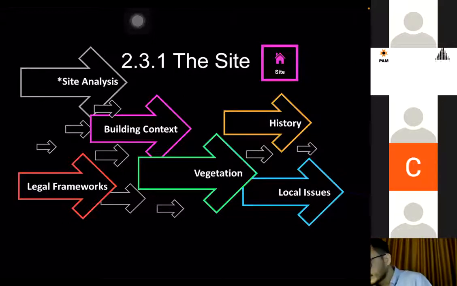All right. Besides site analysis, the site itself must have building context, history, vegetation, local issues, and legal frameworks. For legal frameworks at this level, for example, a degree, you need to understand what type of land it is. Is it private or government? What different kinds of building typology can be done there? Is it only for industry or commercial building?